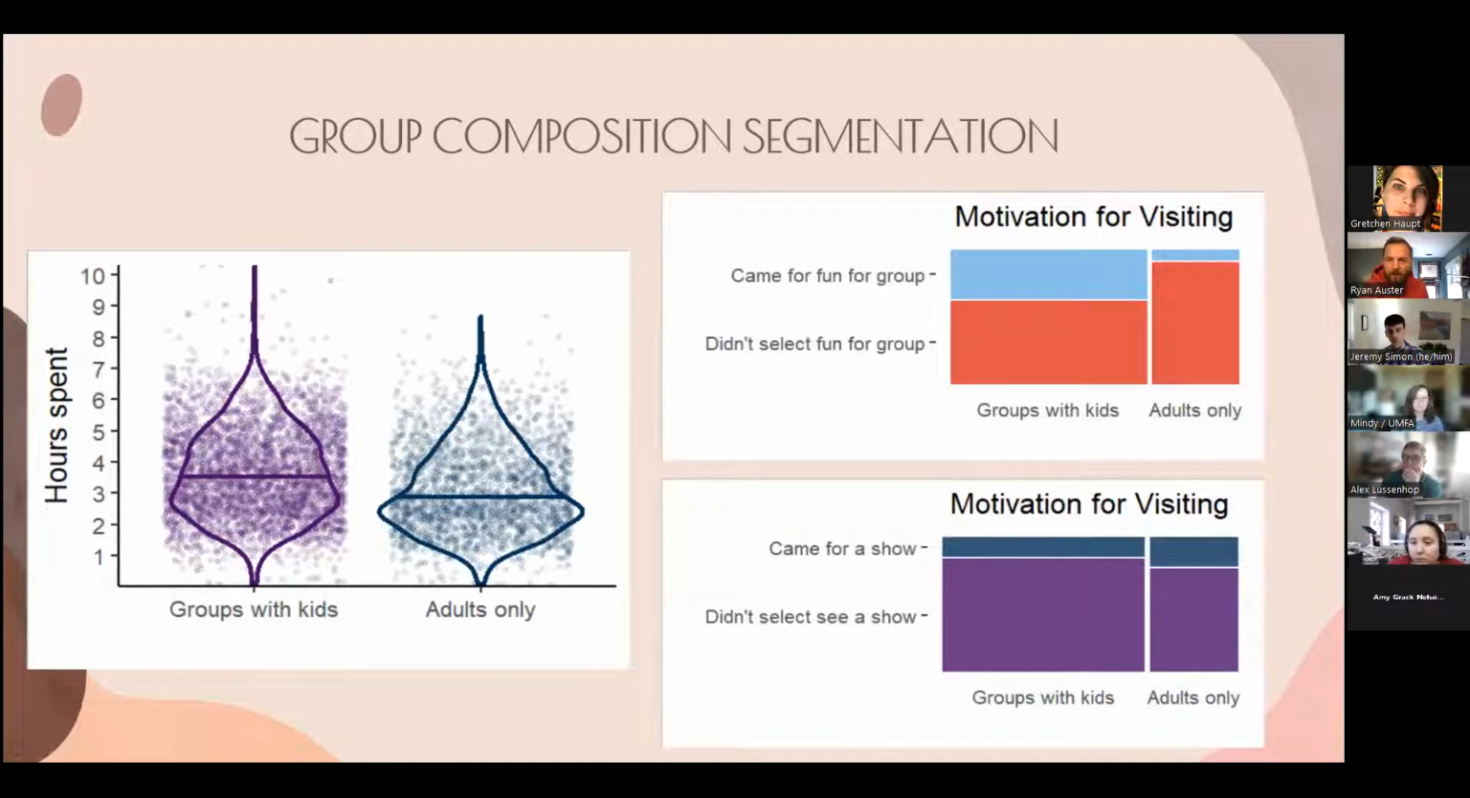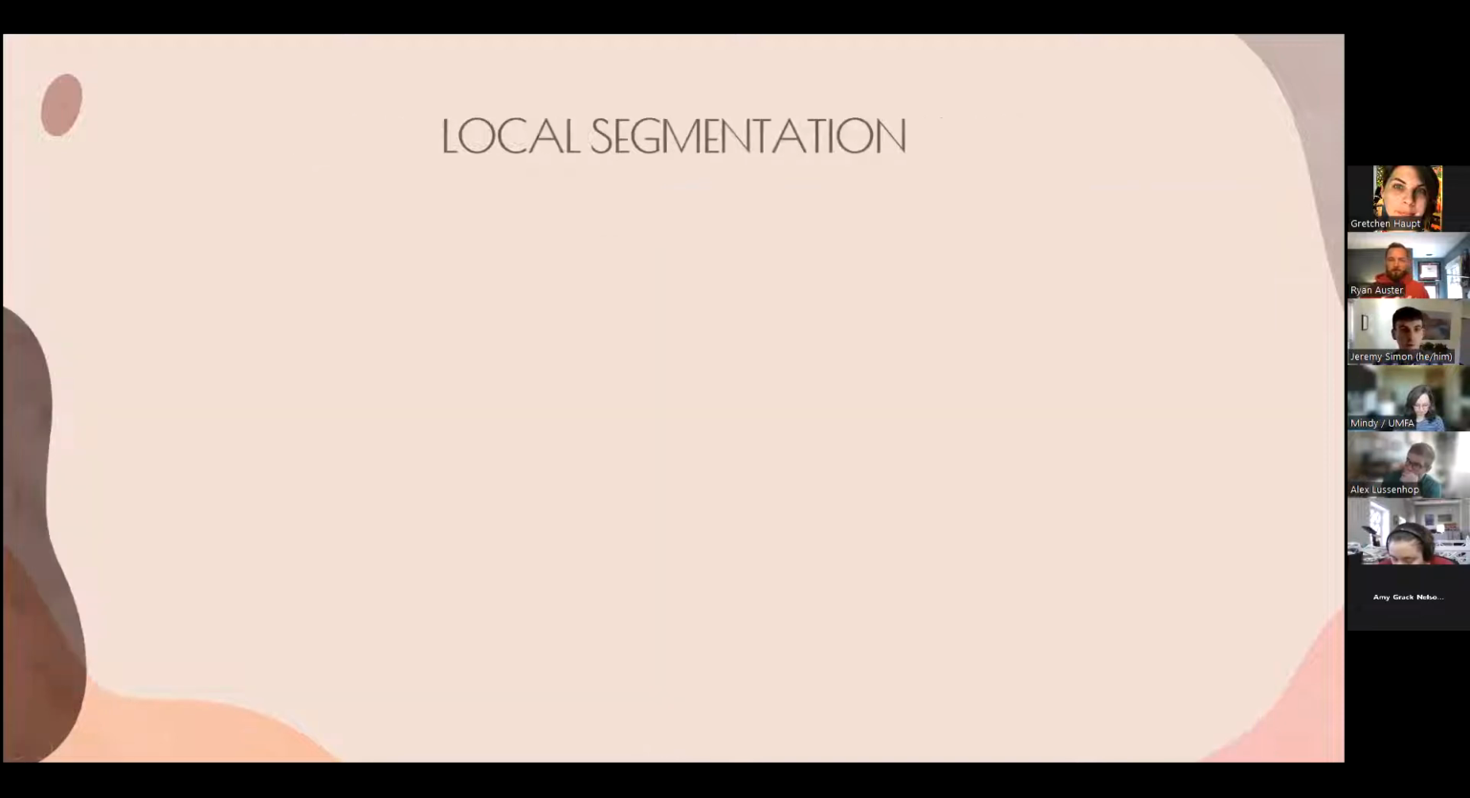When we ask these motivation questions, again, you're choosing 2 out of the set of reasons for your visit. You can see that we've got more groups with kids than groups that are only adults, and that most people are not saying they're coming for their group to have fun, but groups with kids are much more likely to say they're coming to have fun with a group than adult only groups. And groups with kids are less likely to say that they came to see a show than groups that are adults only, even though most people aren't coming to see a show. Might be interesting for people planning shows to know that.